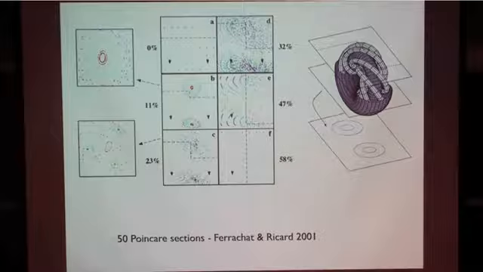They computed 50 Poincare sections, meaning there are 50 particles. Each one of the colors is a separate particle. So we have red and orange and blue, green, purple, etc. And you can see how complex these paths are.